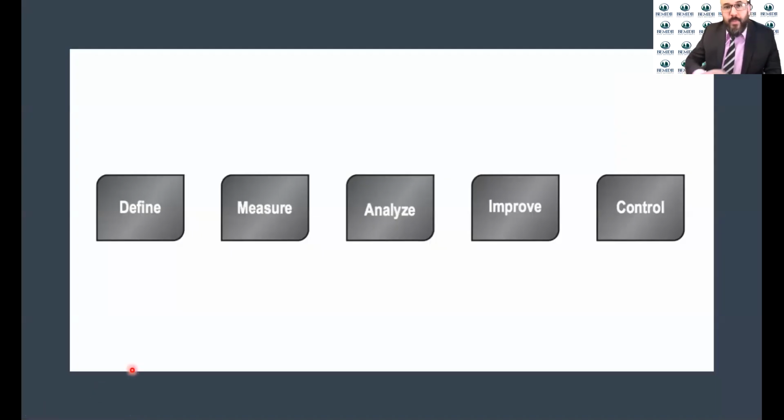All right, what is 6 sigma? 6 sigma is a DMAIC process: define, measure, analyze, improve, and control. We're going to go over these phases to explain what 6 sigma is. This process will result in having 3.4 defects per million parts.